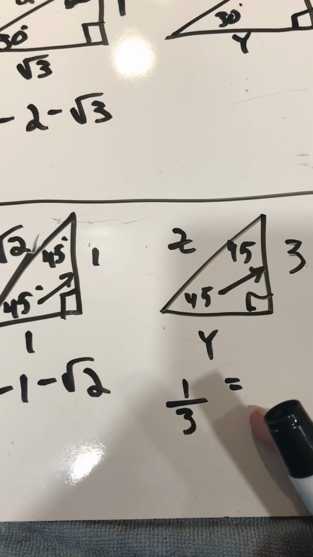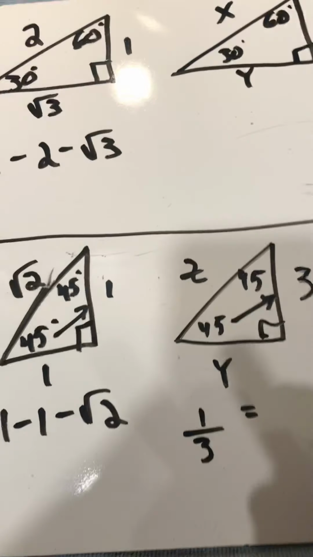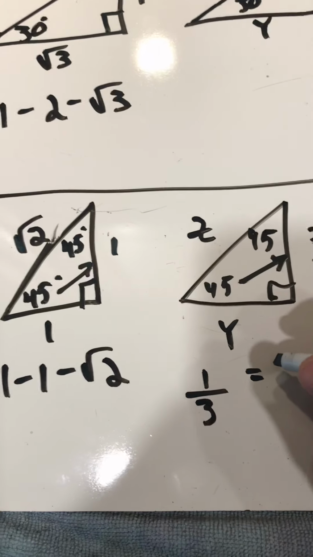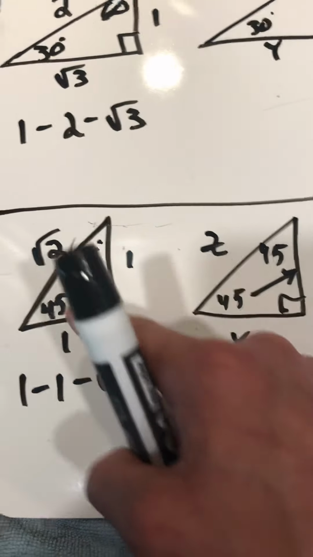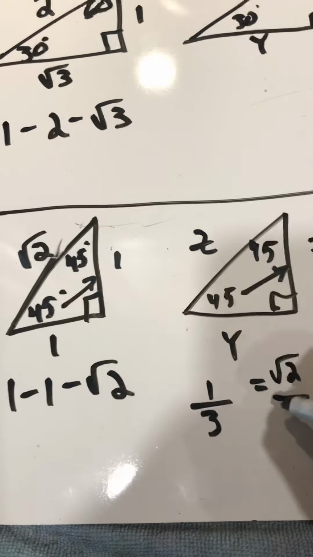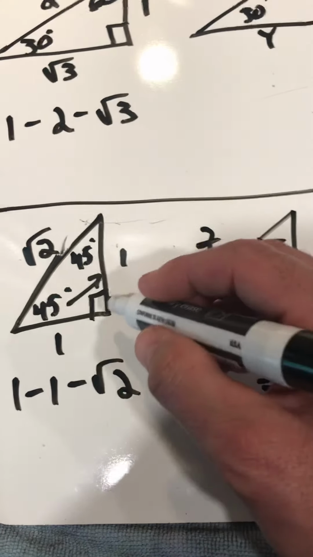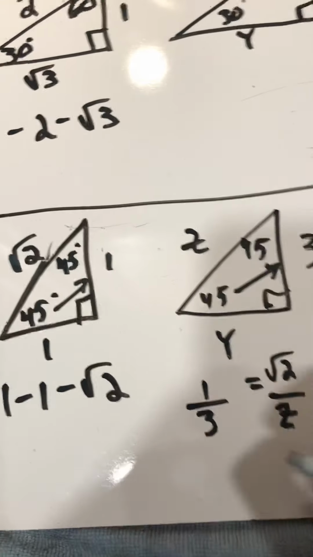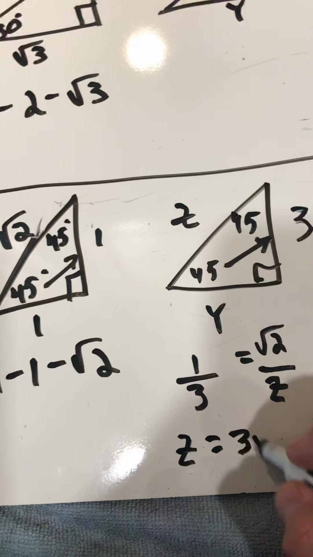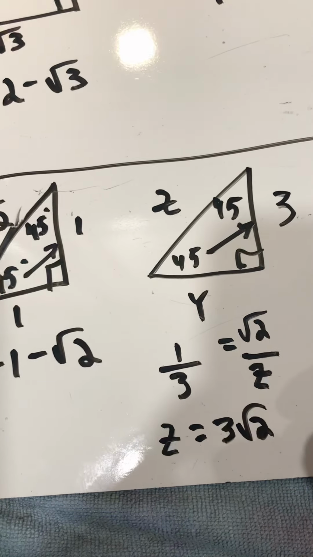Well, I guess it doesn't matter which one we use because we used the 2 numbers to start. So let's use the 90s. Radical 2 over z, right? Because we're going opposite of the 90s. Cross multiply, so z equals 3 radical 2.